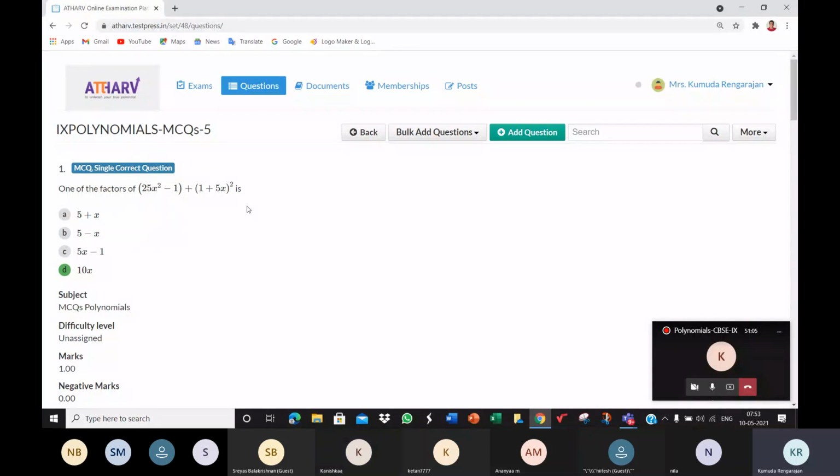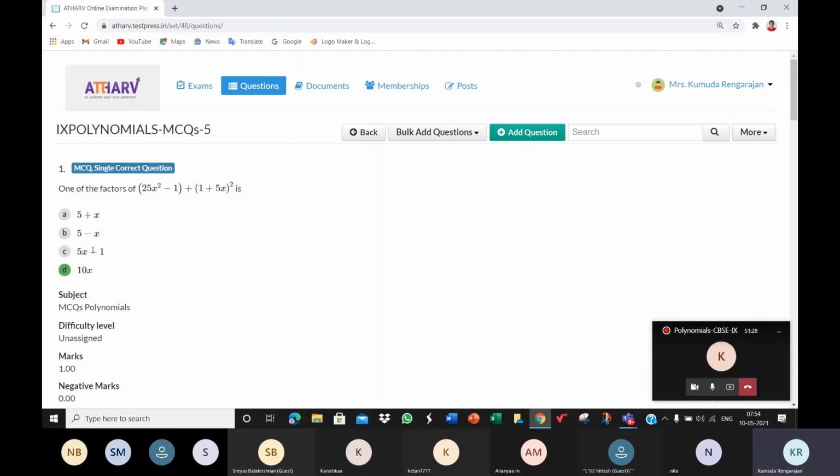So when you take out 10x common, why should you take out 10x common? Because we simplified, but the expression is not in product form. So we take out 10x common, and that gives us 10x into 5x plus 1. So we find that the given expression has two factors, 10x and 5x plus 1. These are the two factors.